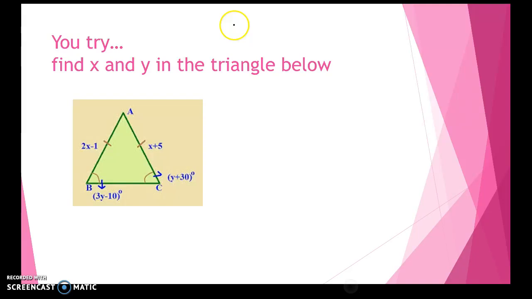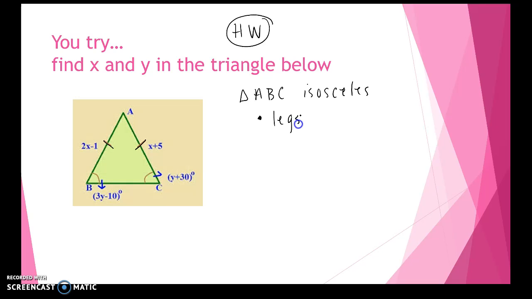Okay, lastly, I'm going to have you complete this problem for homework. Find x and y in the triangle below. So looking at the markings, triangle ABC is isosceles. So in order to solve this, what do you need to recall? That the legs are congruent, and I know that the base angles are congruent as well. So from each of those statements, you need an equation. You're going to have one equation to find x, and you'll have a separate equation to find y.